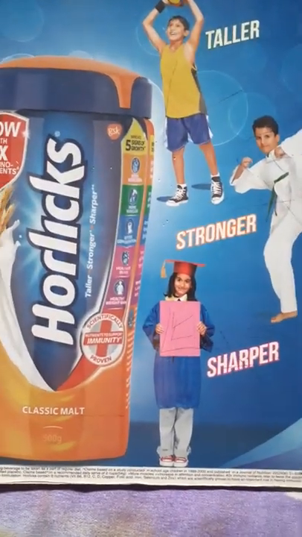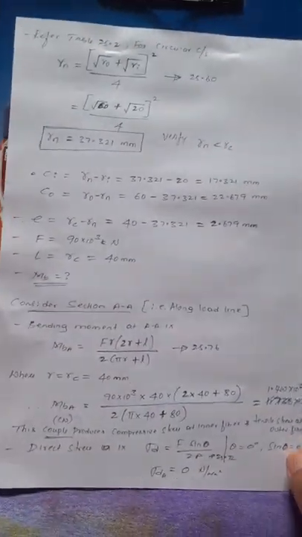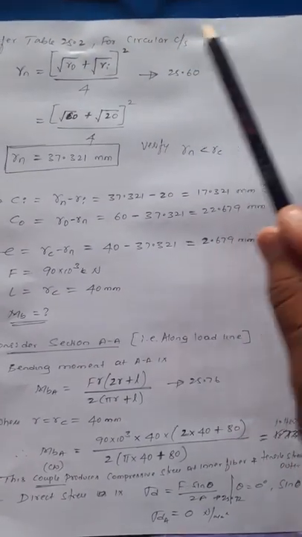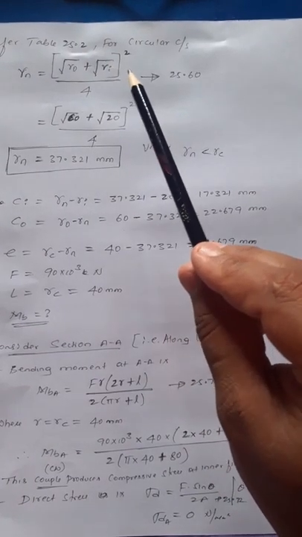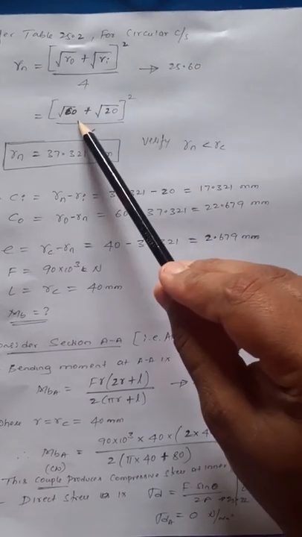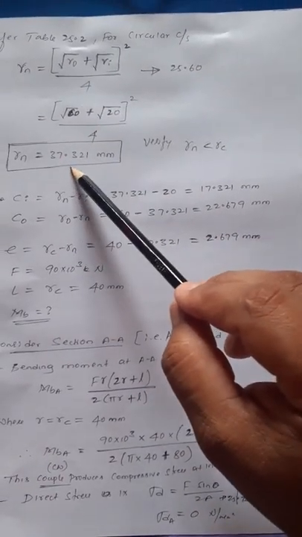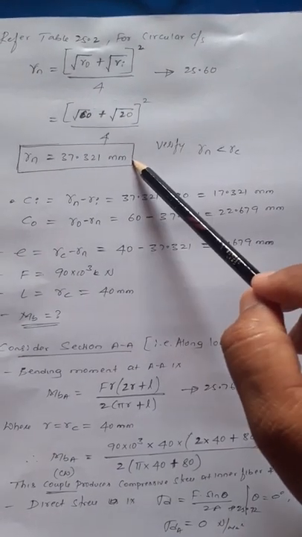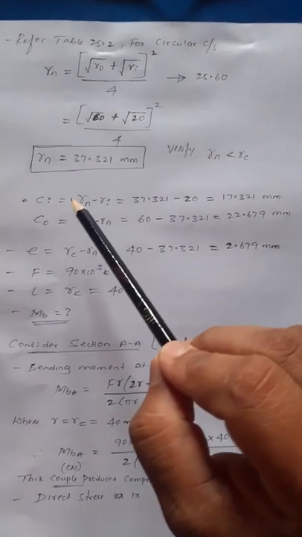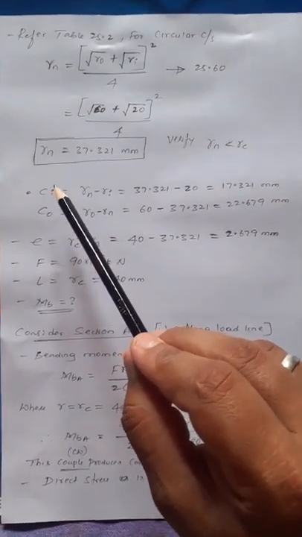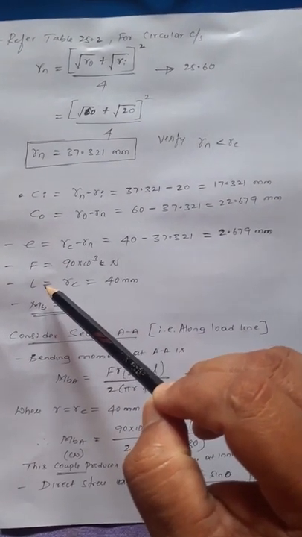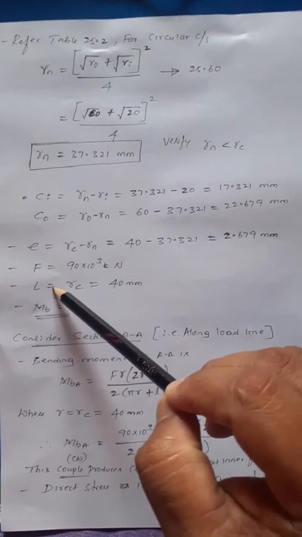Next, after calculating RC, I want to calculate Rn. How do you calculate Rn? By referring to table 25.2 for circular cross section. Rn is equal to the square root of R0 plus the square root of Ra, whole squared, divided by 4. That is equation number 25.60. Now substitute the values of R0 and Ri. We'll get Rn is 37.321 mm. How to verify whether it is right or wrong? Rn is always less than Rc, right? Then calculate the remaining terms: Ci, C0, eccentricity, force and length, the distance between the line of action of force and the centroidal axis.